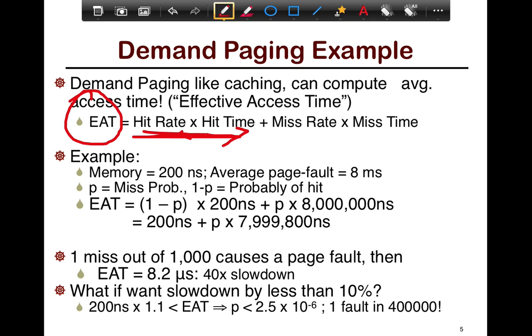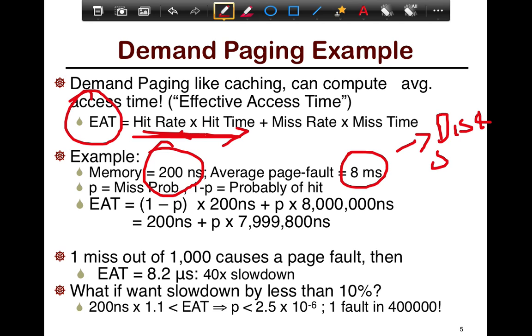versus how often you miss, and what's the miss latency. So memory normally runs in the 200 nanosecond category, and an average page fault is 8 milliseconds. Most of this is just finding the page on the disk, what's known as disk seek. We'll look at disks in more detail, and as part of that, I'll explain this. So you have some probability of miss, which means the hit probability is 1 minus p. So the estimated average time is (1 minus p) times 200 nanoseconds plus p times 8 milliseconds.